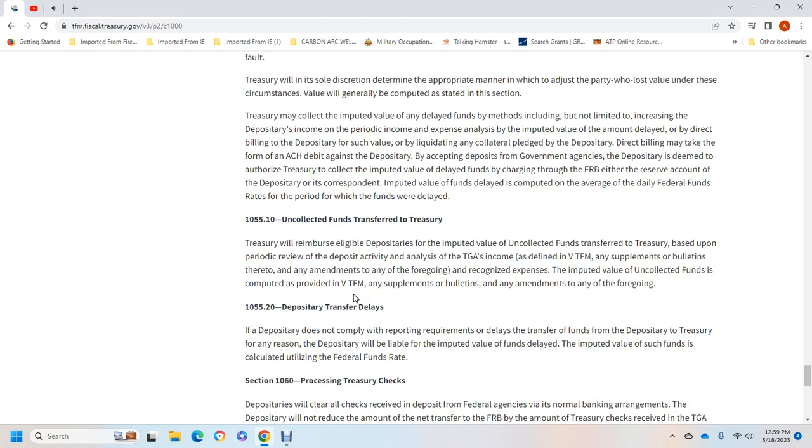1055-10, uncollected funds transferred to Treasury. Treasury will reimburse the eligible depositor of the imputed value of the uncollected funds transferred to Treasury, based upon periodic review, deposit activity analysis, Treasury General Account income, any supplemental bulletins thereto, for the omissions and the foregone and recognized expenditures with the imputed value of the uncollected funds as provided in the Treasury Financial Banking Supplement bulletins, amendments, any of the foregoing.